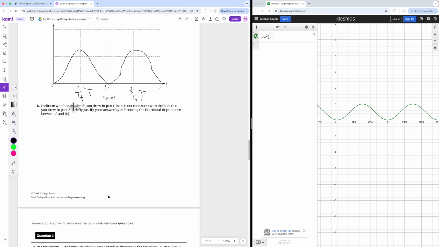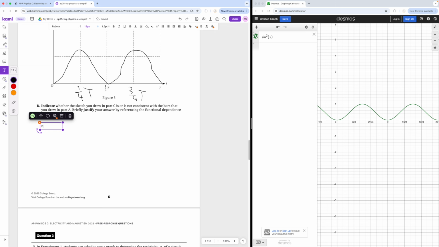Now part D. Indicate whether the sketch you drew is consistent or not consistent with the bars, and we have to reference the functional dependence between power and voltage. Well, let's actually write that. So we know power equals IV. We know V equals IR. So that means that your current is equal to V over R. So V over R. So that means you're having V squared over R is your power. Resistance is constant, so we know that power is proportional to voltage squared.